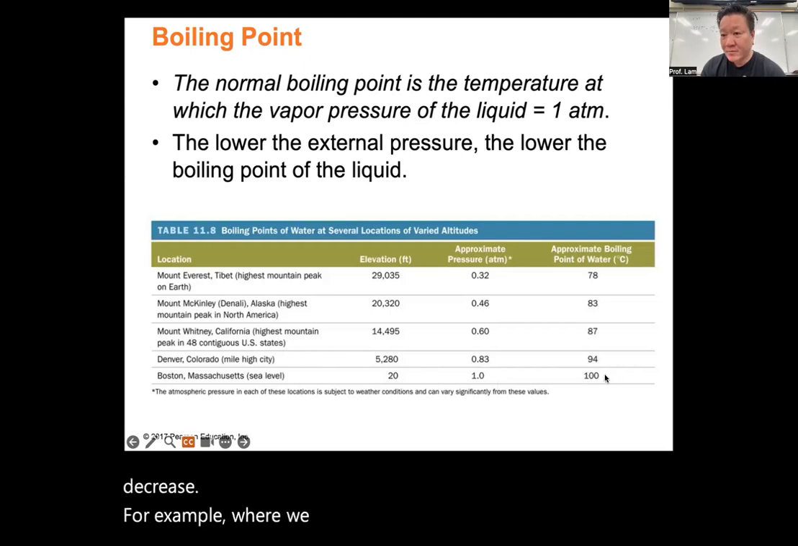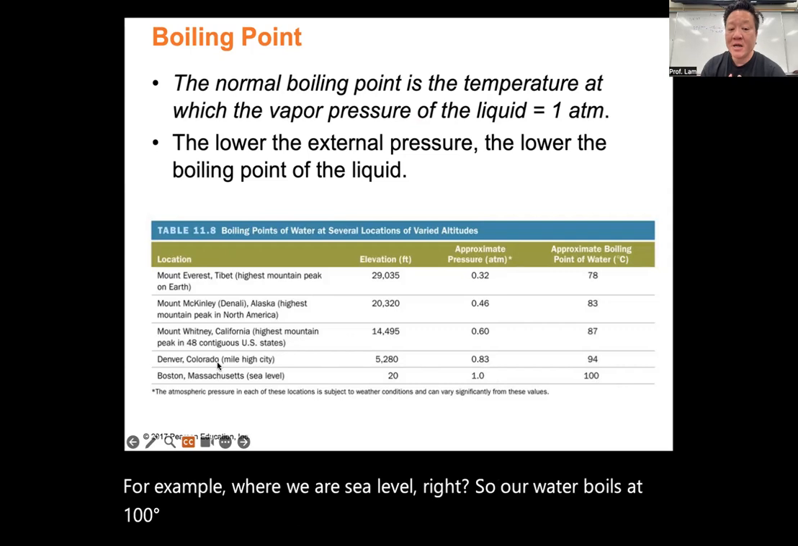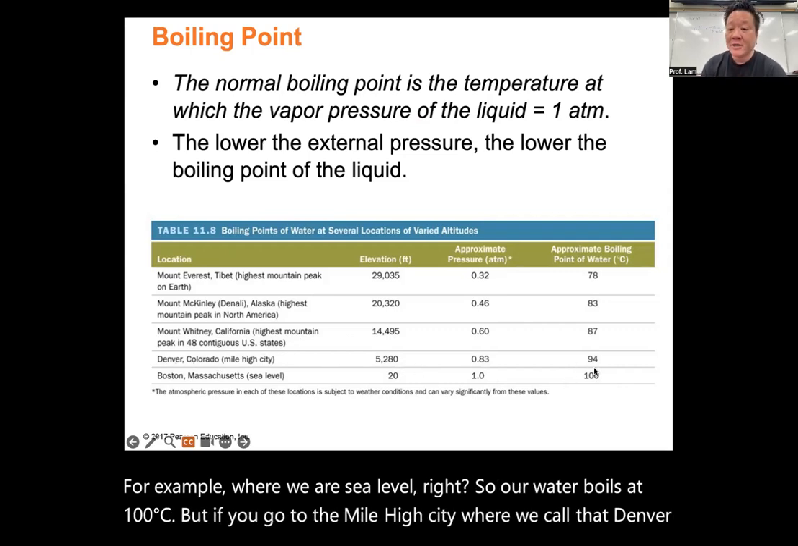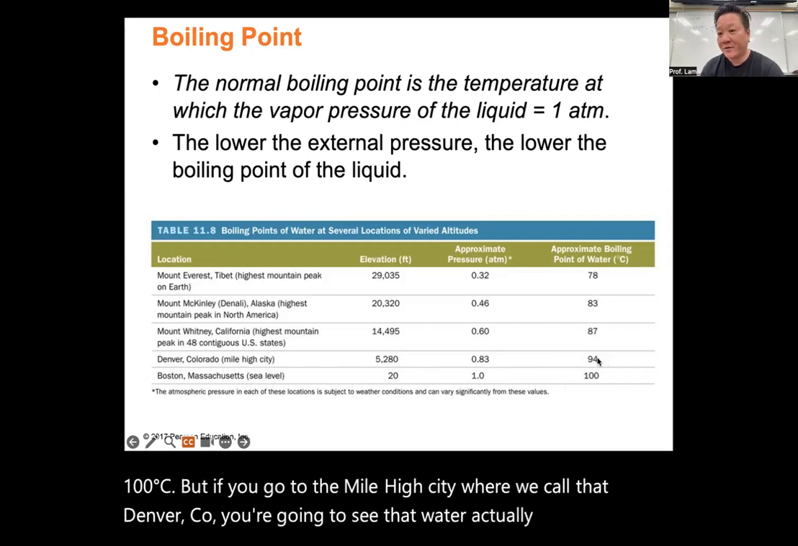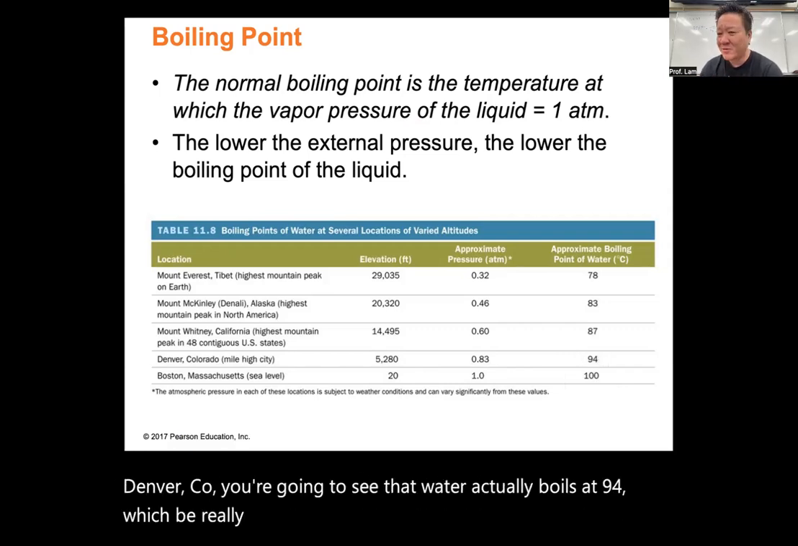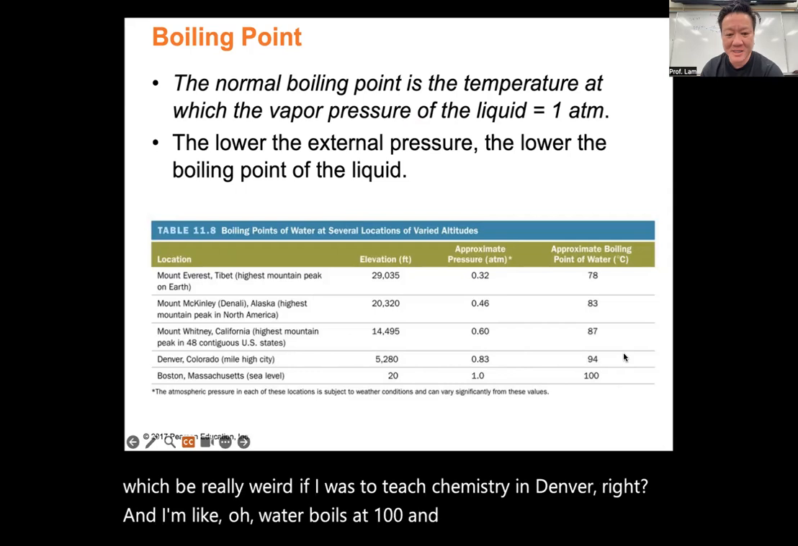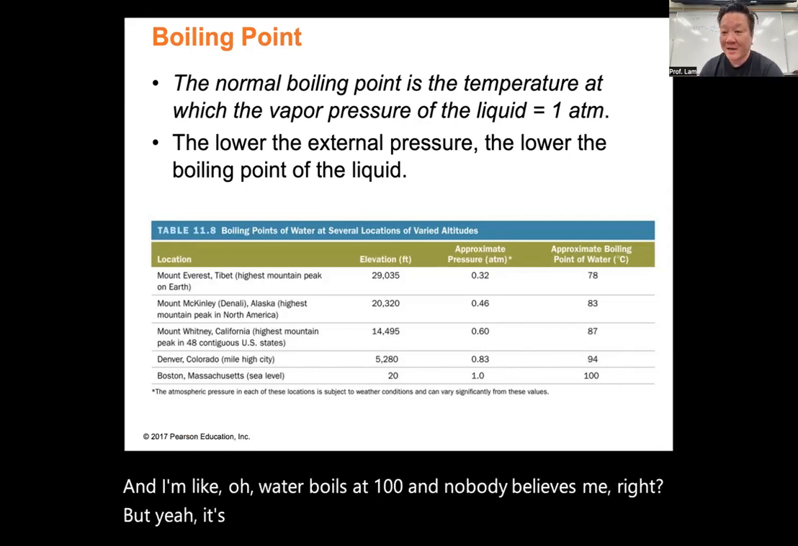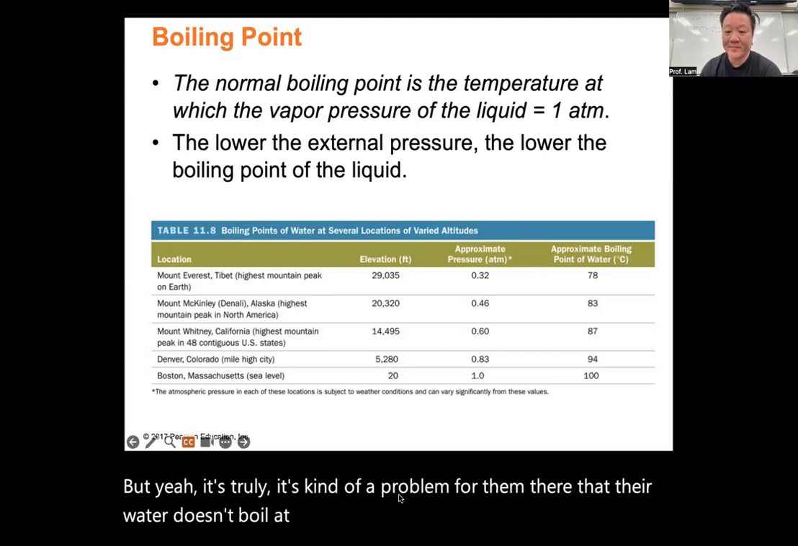All right. So for example, where we are at sea level, our water boils at 100 degrees Celsius, right? But if you go to the Mile High City, which we call Denver, Colorado, you're going to see that water actually boils at 94, which would be really weird if I was to teach chemistry in Denver, right? I'm like, oh, water boils at 100, and nobody believes me, right? But yeah, it's kind of a problem for them there that their water doesn't boil at 100.